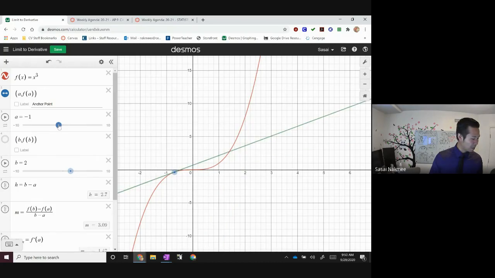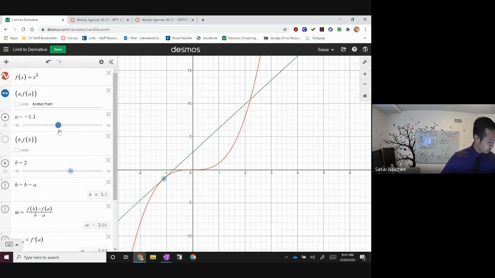It's just neat to see. Look at that tangent line go. Better yet, once you learn how to program this, you can have it autoplay, and it'll move the tangent line for you automatically.